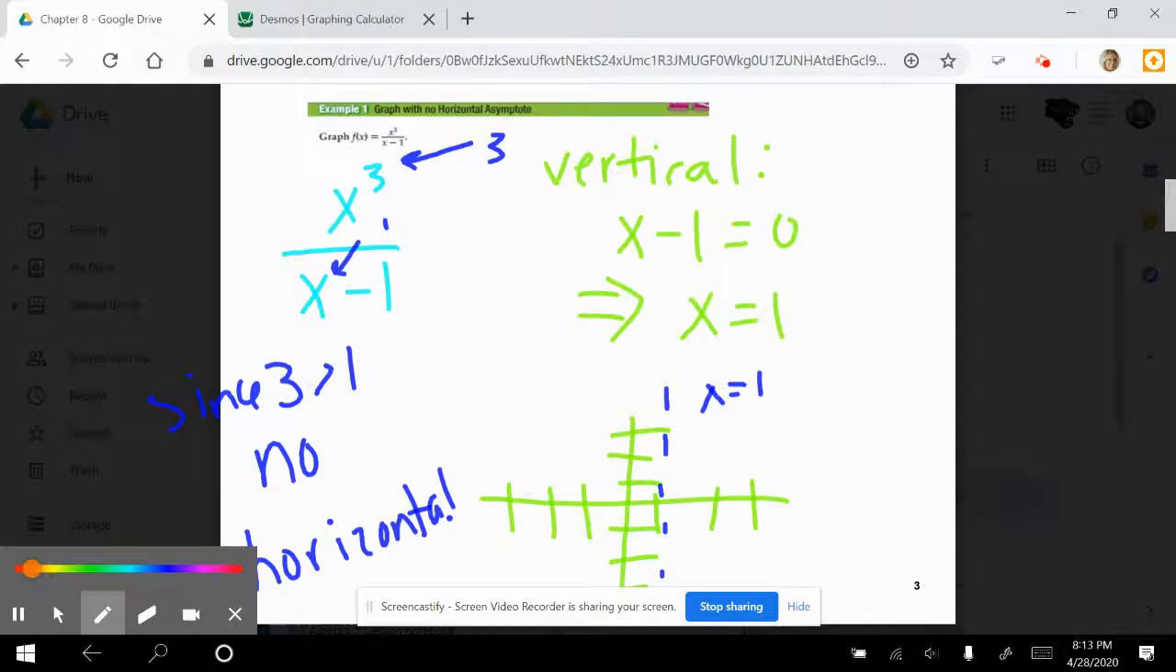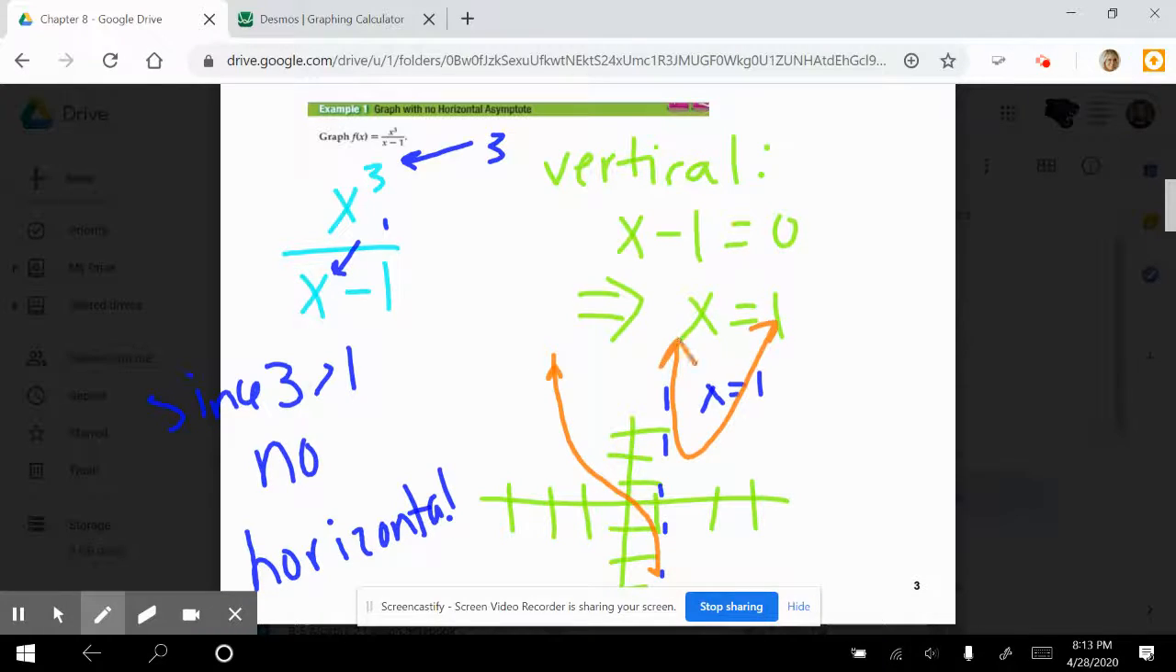I'll do it in red. So it came down here, down like that, and then it went back up. And this is just a free draw. I mean, it's not perfect, and that's okay. No big deal, right? Okay, so that's what it looks like.